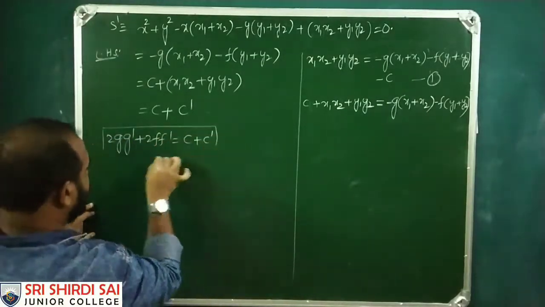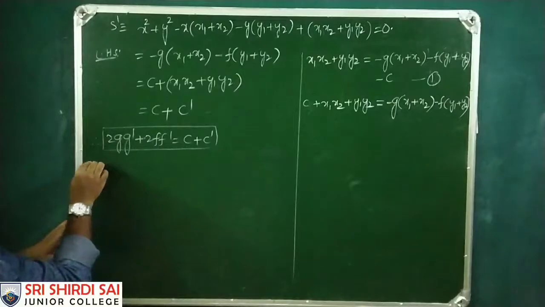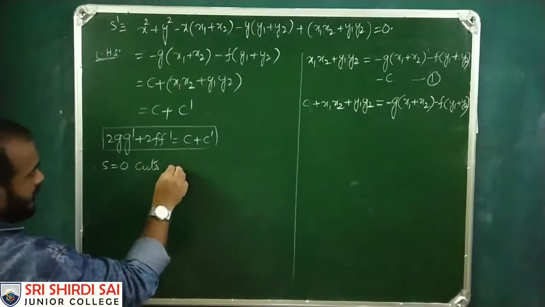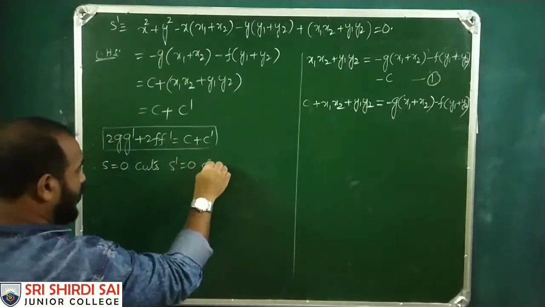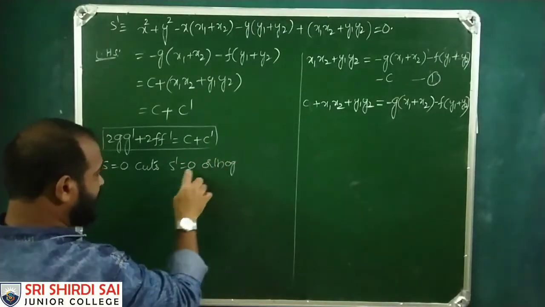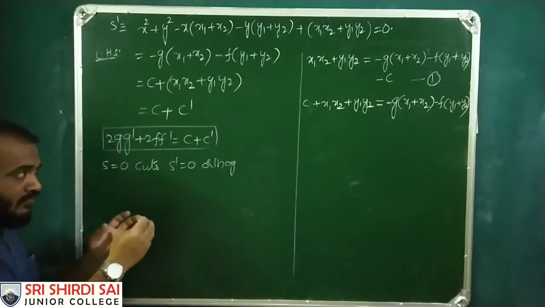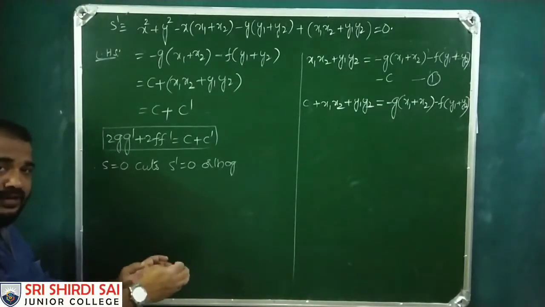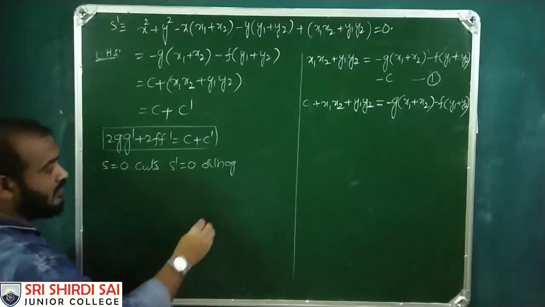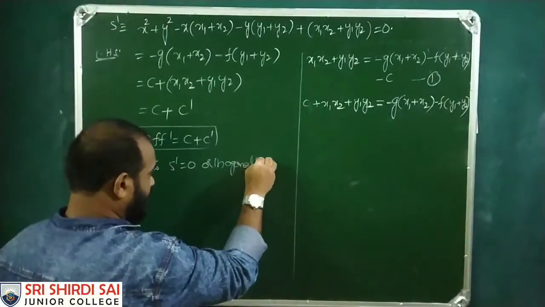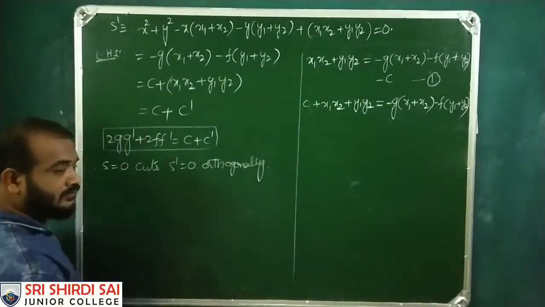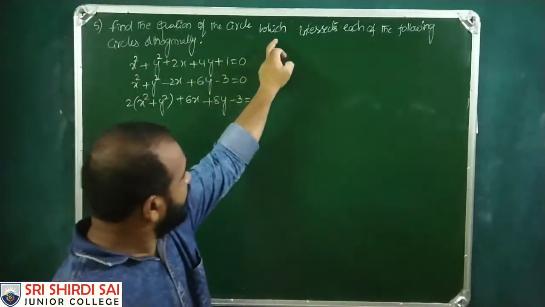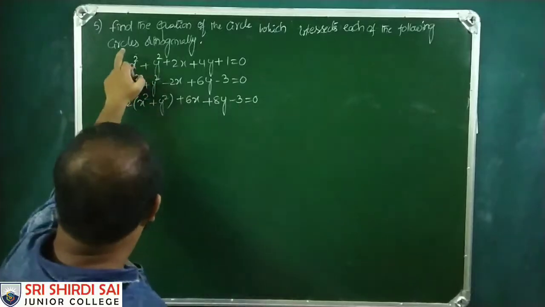Therefore, S equals to 0 cuts S dash equals to 0 orthogonally. What is this S dash equals to 0? The equation of a circle having P comma Q as the end points of the diameter, orthogonally. Find the equation of the circle which intersects each of the following circles orthogonally.